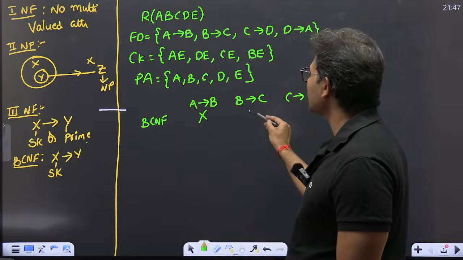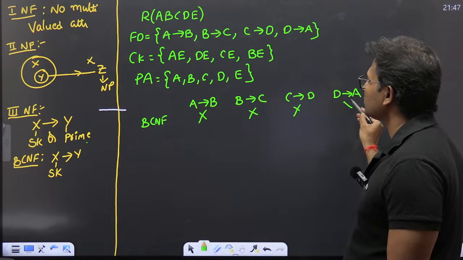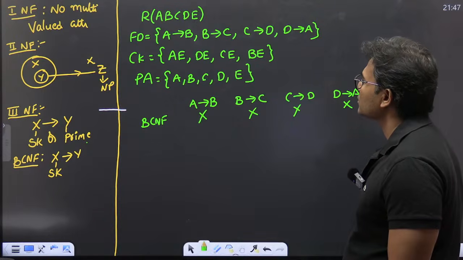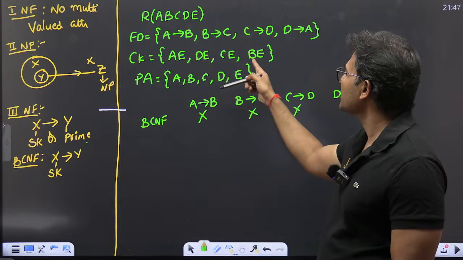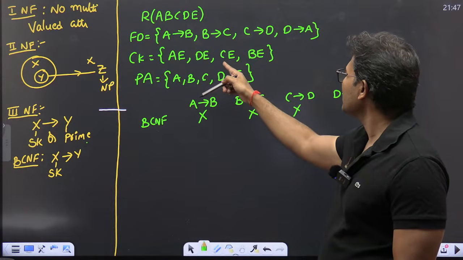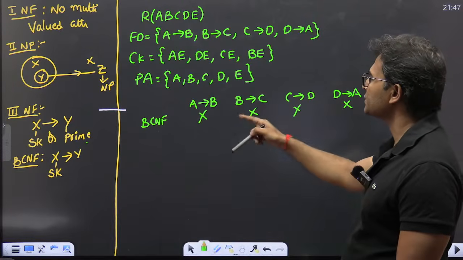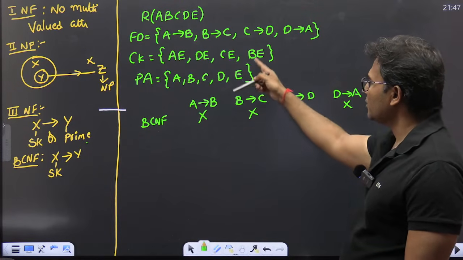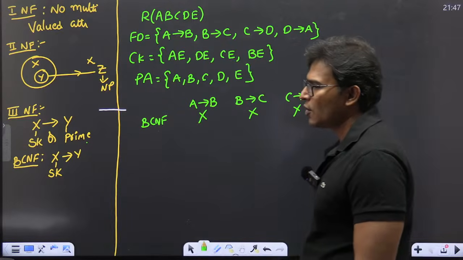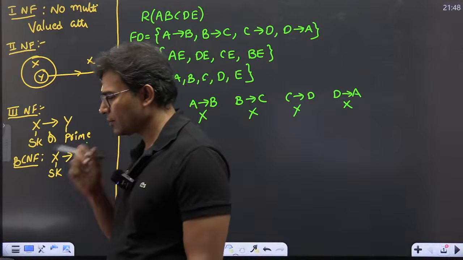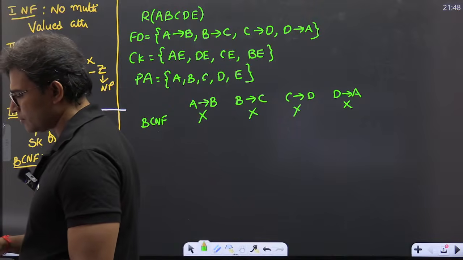B is not a super key, C is not a super key, and D is not a super key. They are all part of the candidate keys. So part of the candidate keys can never be super keys. So none of them is in BCNF.